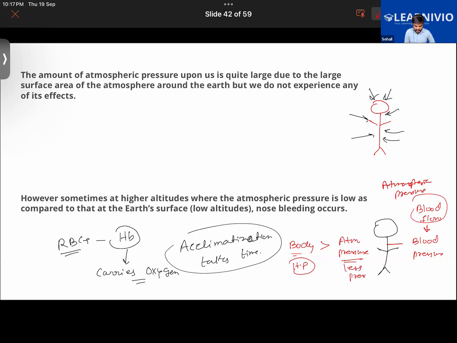And this occurs only when you go to a mountainous region, a place of very high altitude. Thereby the nose bleeding occurs. The blood flows out of the nose because of the pressure difference. But when you are at a lower altitude, the pressure is balanced out. Okay, so that is about when you go to a higher altitude.